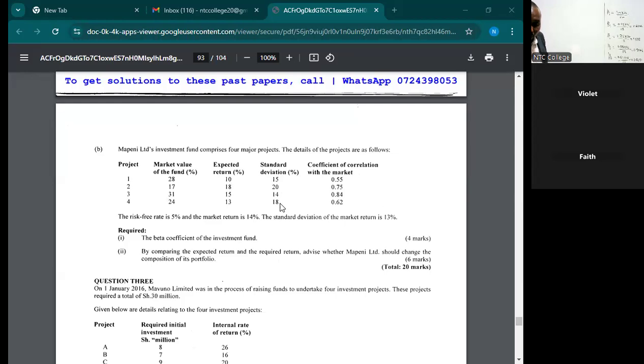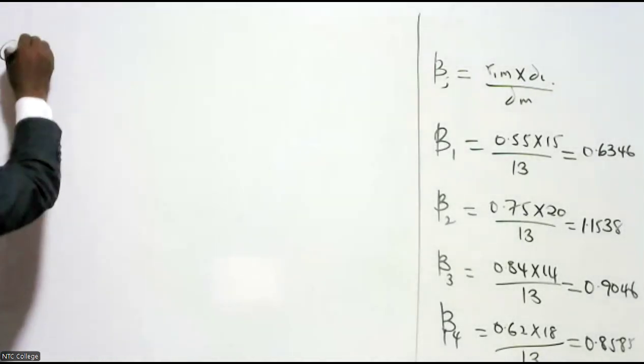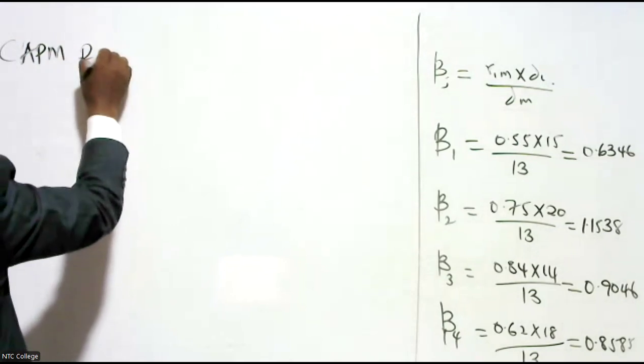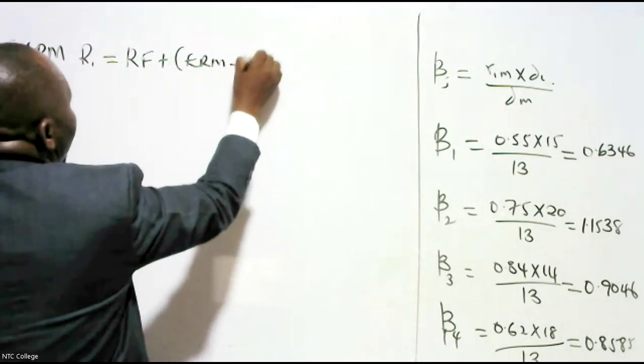How do we get return now? A required return for a portfolio. We use CAPM. Required return, underline that. For required return, use CAPM or CML. So what is the formula for CAPM? Can somebody tell me? Risk-free rate plus ERM minus risk-free times beta. So CAPM return is equal to risk-free rate plus ERM minus RF times beta.